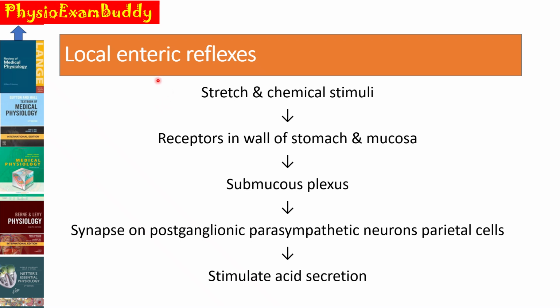First about the local enteric reflexes. Whenever the food enters the stomach, it will produce a stretch as well as chemical stimuli, which will stimulate the receptors which are present in the walls of the stomach as well as mucosa, which will send impulses via our submucosal plexus, which will synapse on the postganglionic parasympathetic neurons, which is present in the parietal cells, and this will actually stimulate the acid secretion. So that is about the local enteric reflexes.